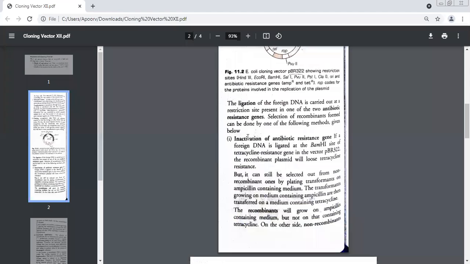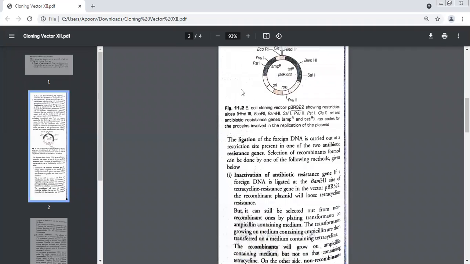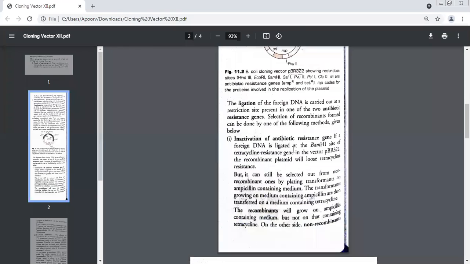See this now. The ligation of the foreign DNA. Ligation means, do you remember the word ligase? Ligation means adding, sticking or adding. Very good. So if you want to stick or add a foreign DNA at a particular site, supposing we had opened this plasmid, we had got a linear plasmid, a linear DNA, and then we did the ligation of a foreign DNA. So we add on at one of the two antibiotic resistant genes.